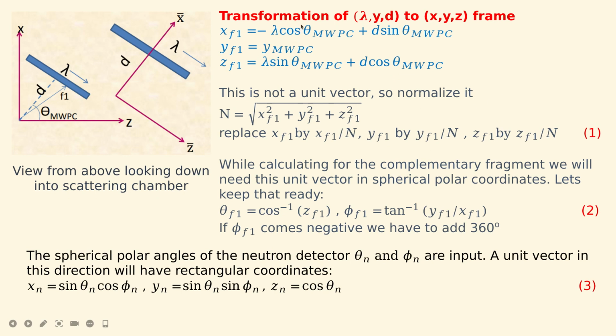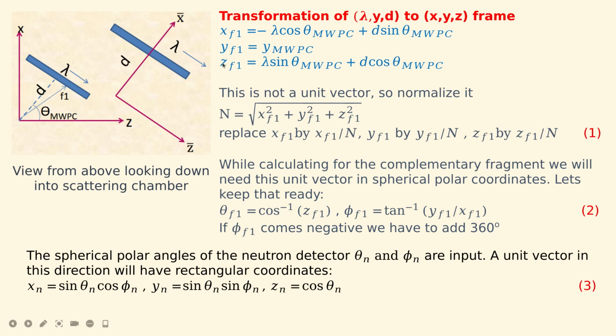So here it goes. We first make the transformation from the lambda and y in here, and these will be the three equations giving x, y, z from lambda and the distance d. This is known to you because you have done the experiment, so you know the geometry. You have to provide the distance d at which you have placed the MWPC, and also the angle theta MWPC. This depends upon your experiment. Based upon this, we are able to make this transformation into x f1, y f1, z f1.